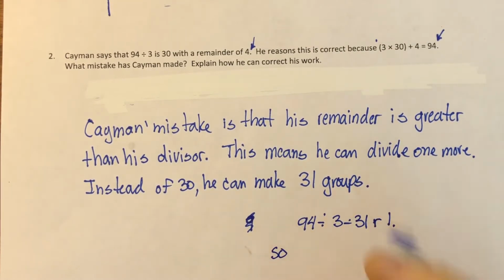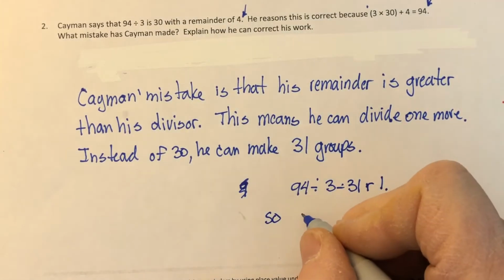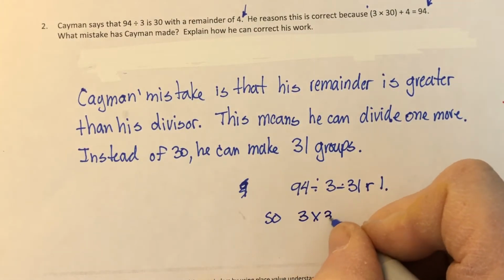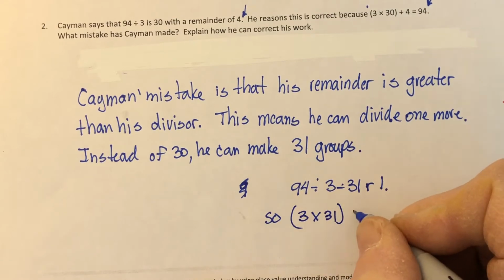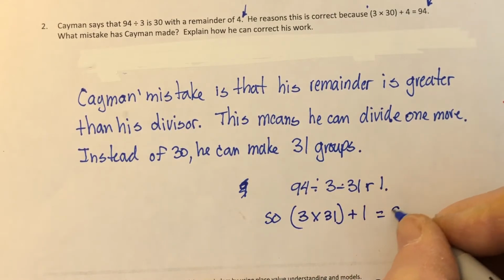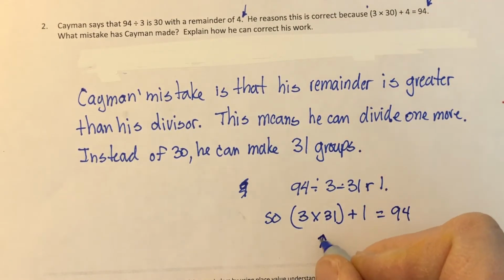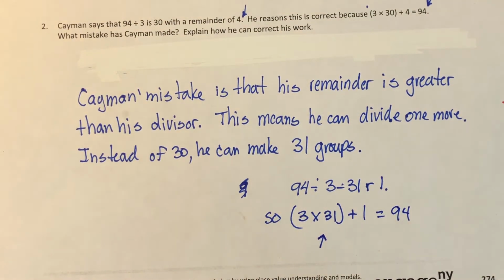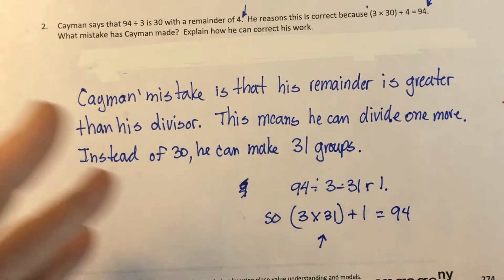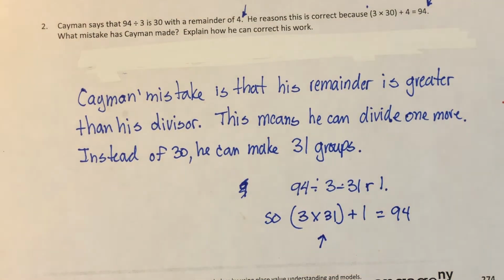So, he would be 30 times 31 plus 1 equals 94. That's what he should have done, okay? All right, hopefully you came up with something similar to this. I know this is really wordy, and there's a lot of explanation here, but hopefully you came up with something similar to that, or recognized the error, okay? All right, let's check out the next page.